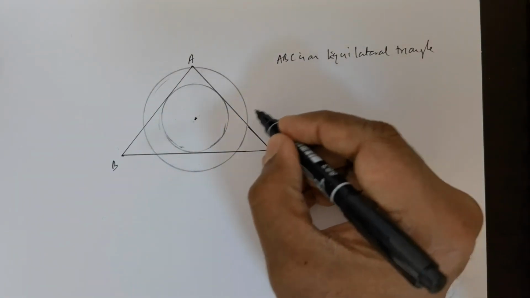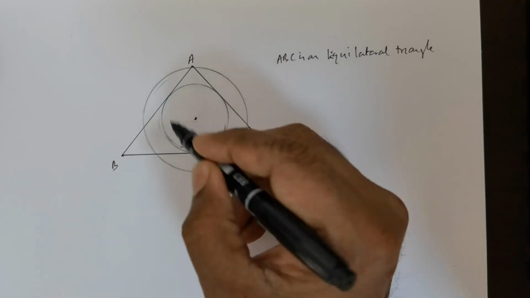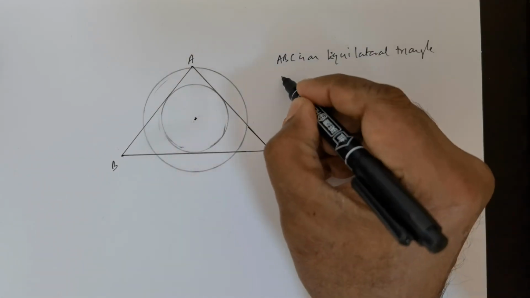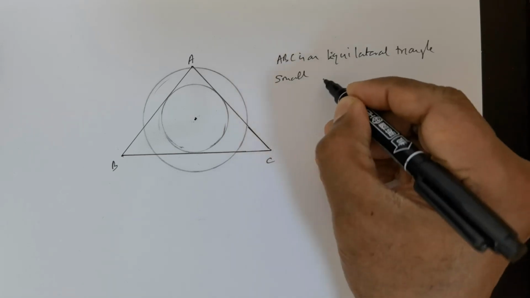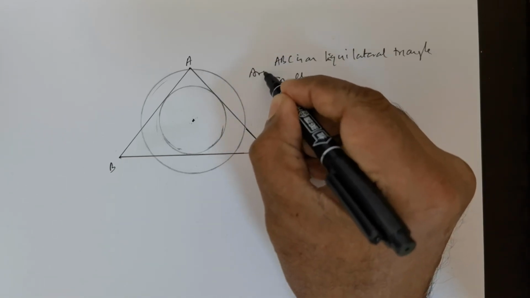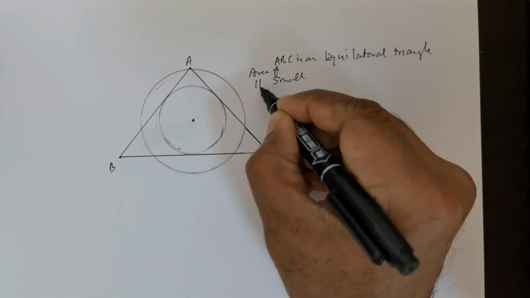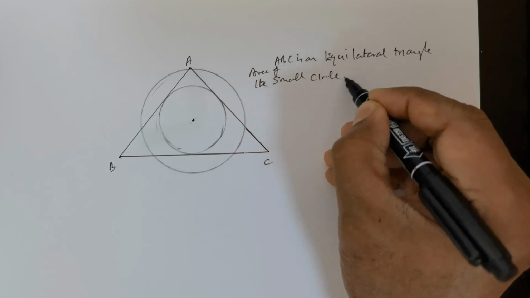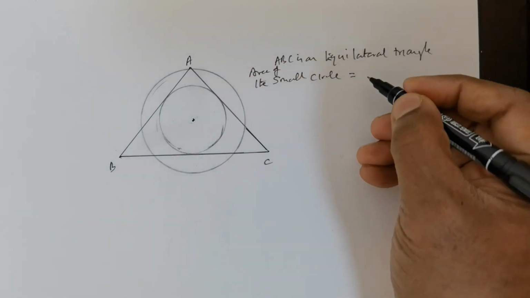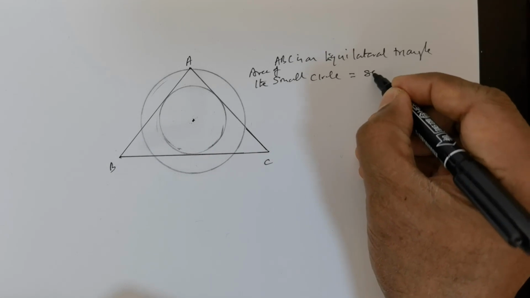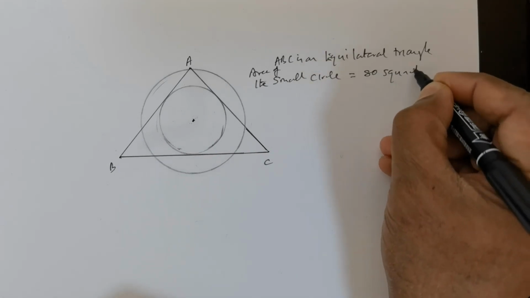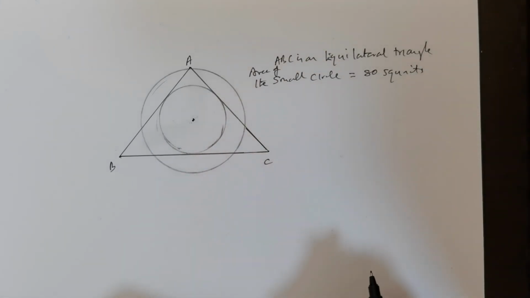And we have two concentric circles. So we have a small circle. Let me write that down. So the area of the small circle is given to be 80 square units. That's all we have been given.